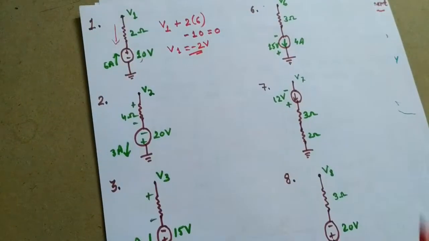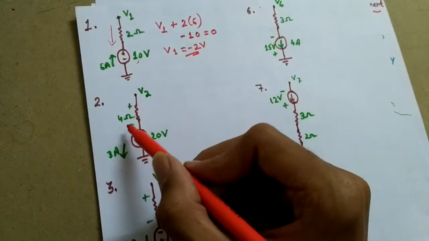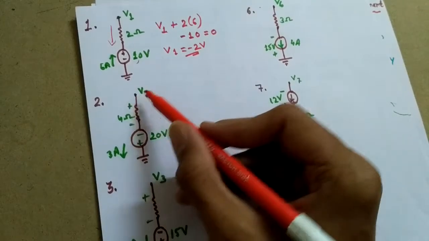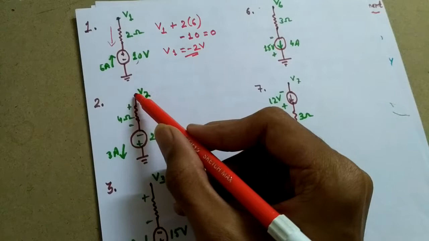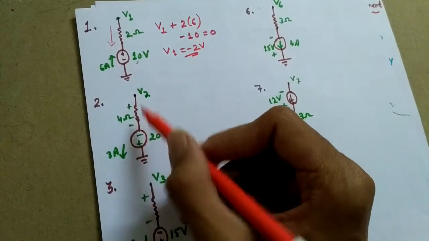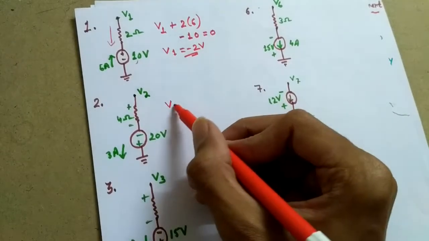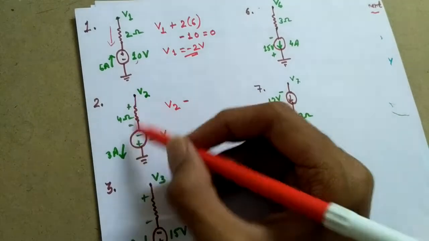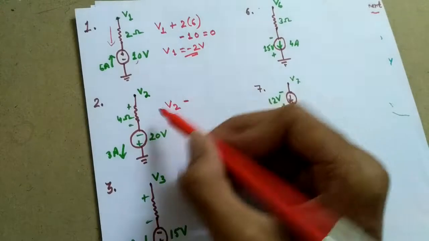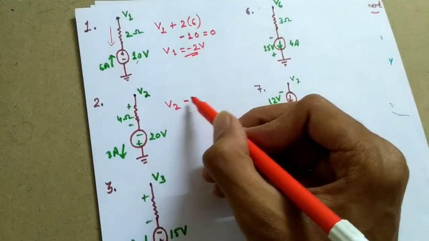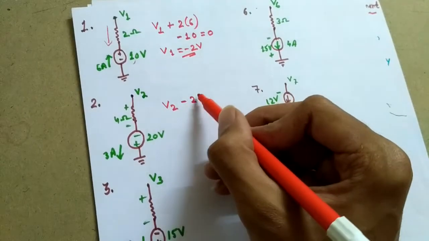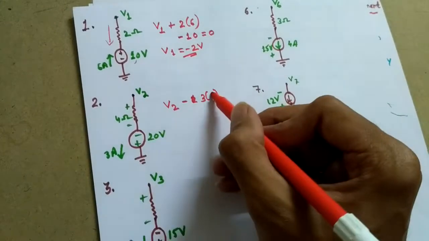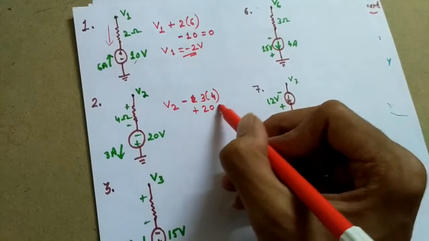Similarly, we will solve this. Same here, a 3 ampere current is flowing in the downward direction, and the direction in which we are moving is also downward. So both the directions are the same. We will write like this: V2 minus, the sign will be minus because the current and our direction are both the same. So minus 2 into, 3 into 4. This is minus, so we will write plus, equals 0.